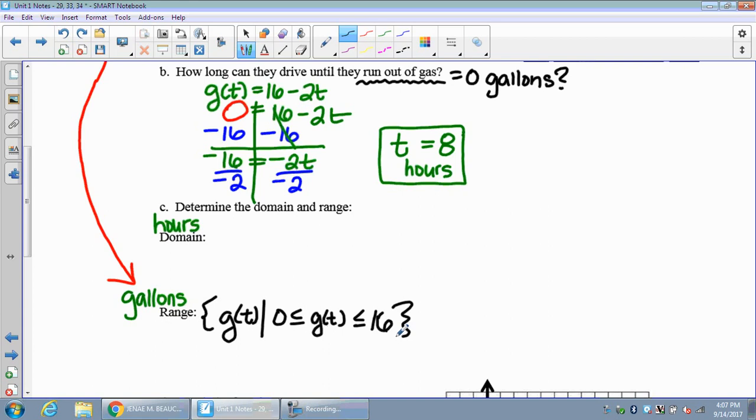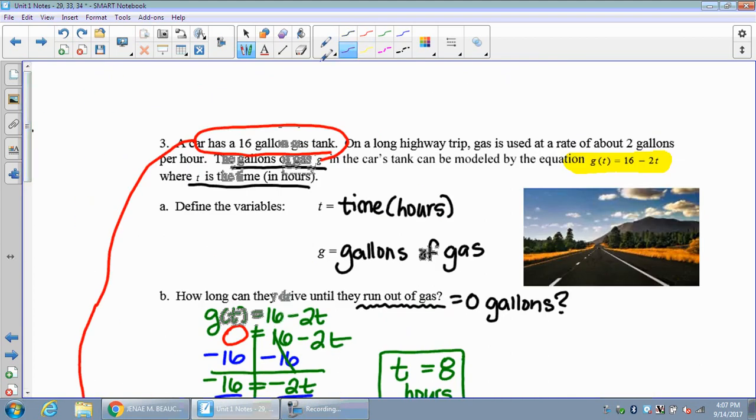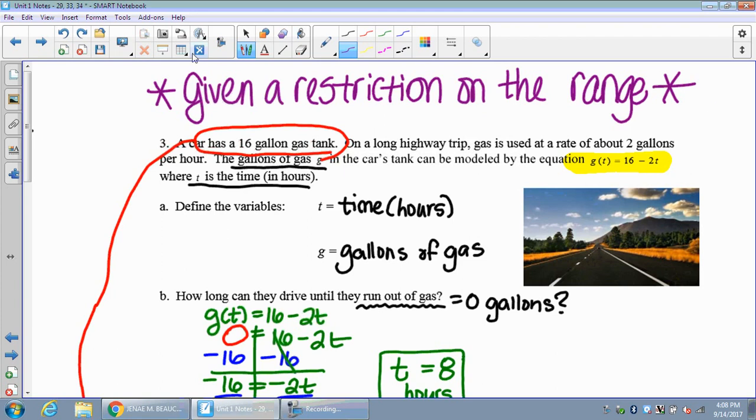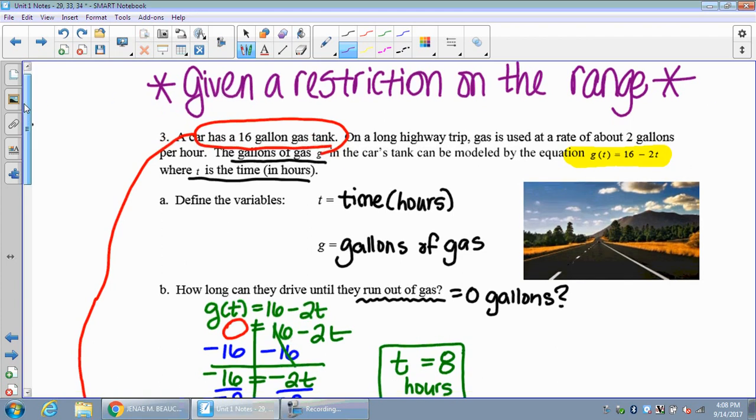So this is very similar but also very different from our last question, because in the plumber question, you were given a restriction on the domain. Here, we are being given a restriction on the range. So let's actually put that at the top: given a restriction on the range. Nice and big so that when you're flipping through your workbooks, it'll stand out.